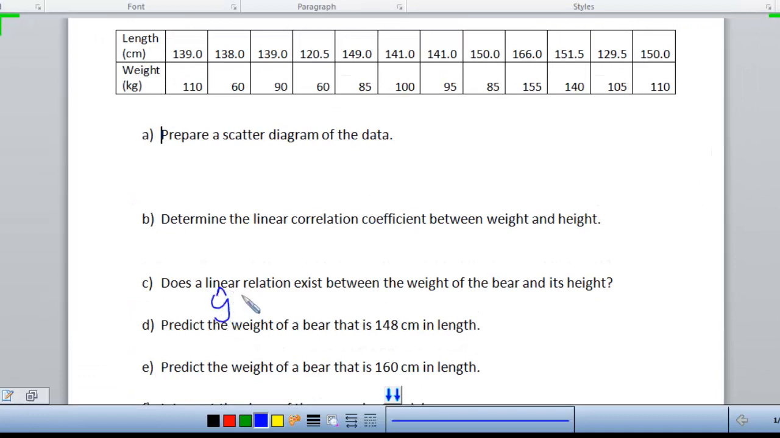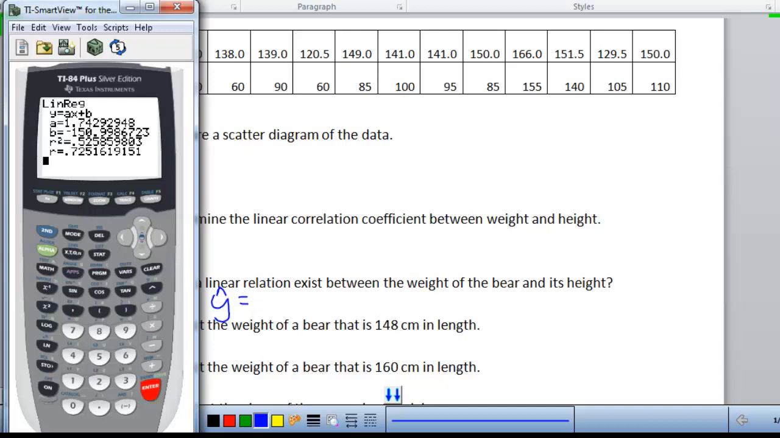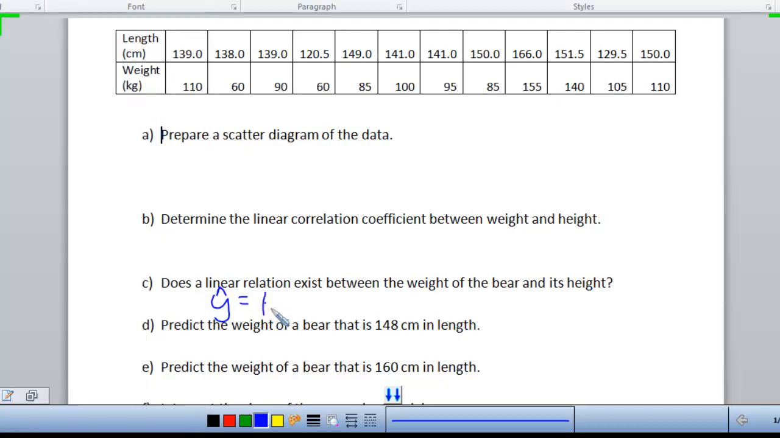Y hat equals 1.74x minus 151. Okay, where x would be the length of the bear and y is going to be the weight of the bear.